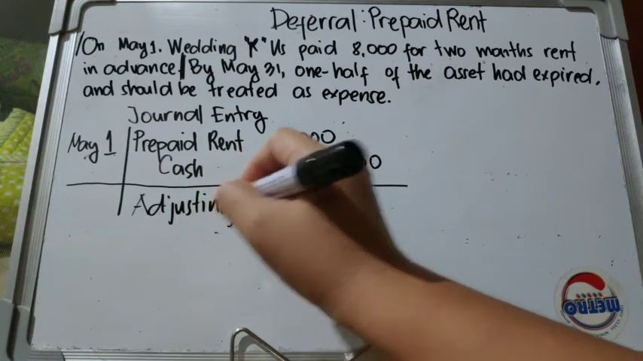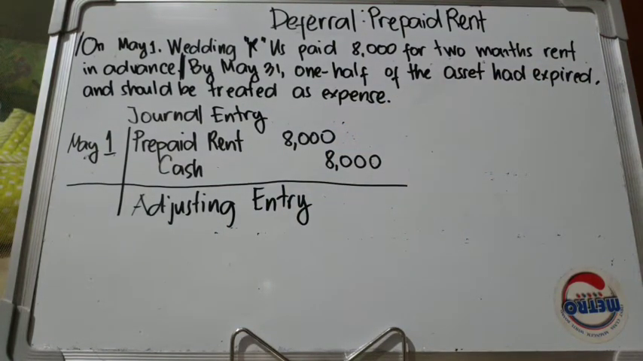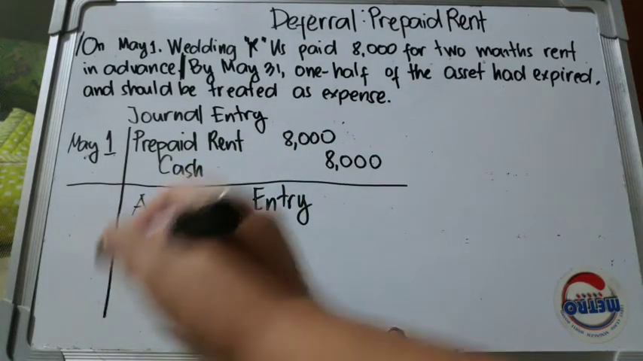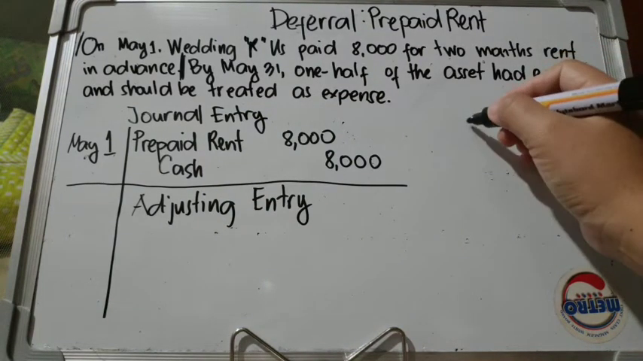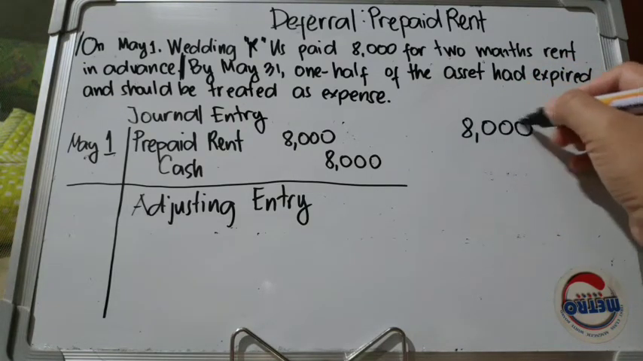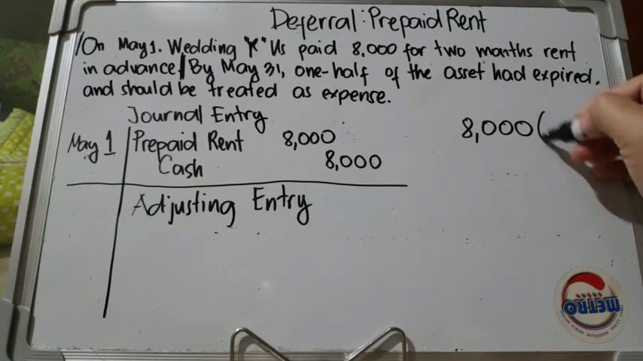Now, we will proceed to your adjusting entry. On recording your adjusting entry, you are also to use your general journal. But specifically, sa general journal mo, ilalagay mo na heading is the adjusting entry, para alam mo na itong entry na to is for the adjusting entry. Okay. Now, before we continue on the entry, we will first analyze the problem. Sinabi sa problem na may 2 months rent in advance si Wedding RS in the amount of 8,000.